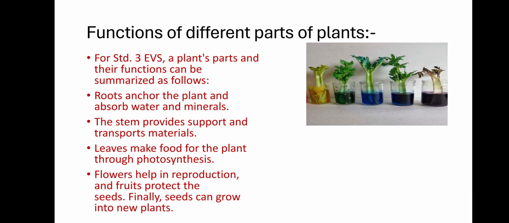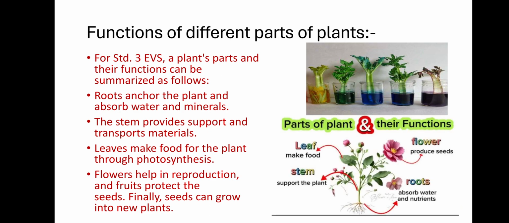Now you can see different colored water is taken and the plant is kept in that. You can see after a few days the leaves appear to be of different colors because the water is being absorbed by the roots. Parts of plant, their functions. Roots absorb water and nutrients. Stem supports the plant. Flower produces seeds and leaf makes food.